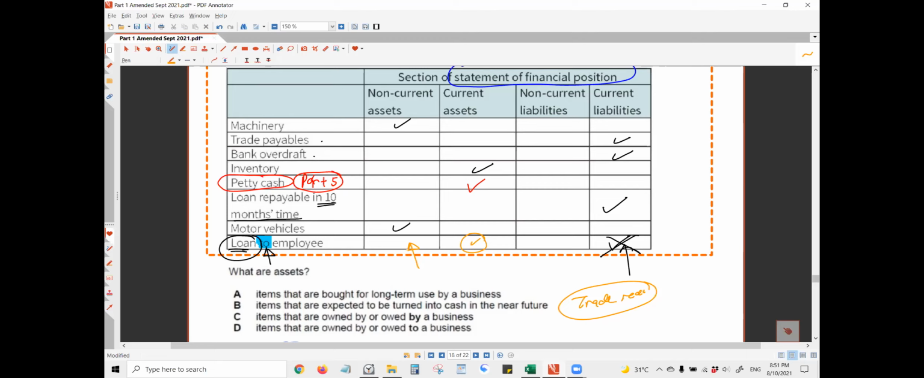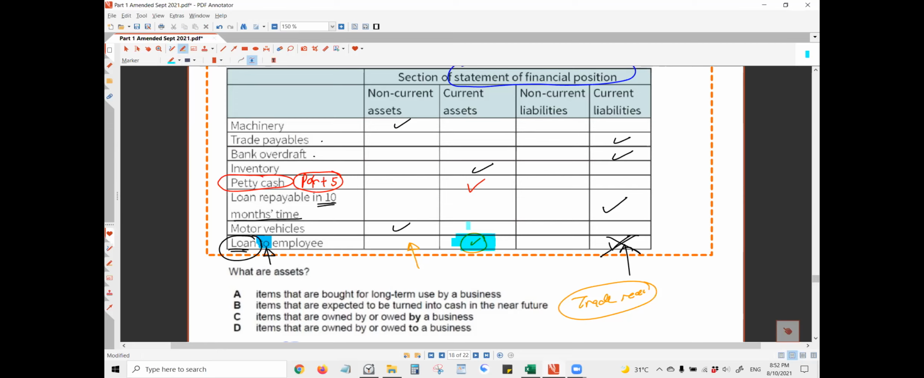Possible. Yeah, I know it's possible. But we are talking about on average, generally. You will not let your employee owe to us for more than 12 months, right? That's why it's a current asset. Okay, so the answer is current asset.